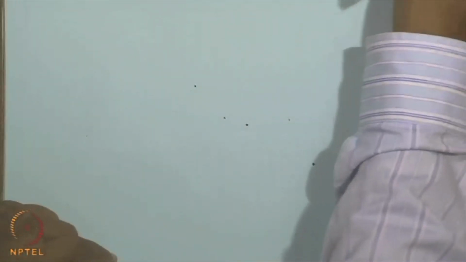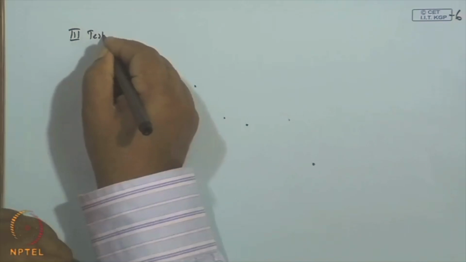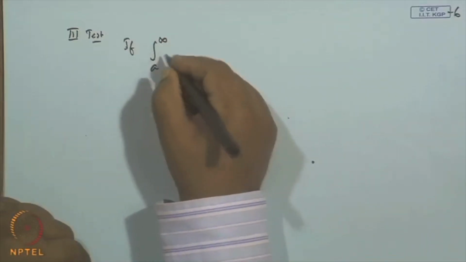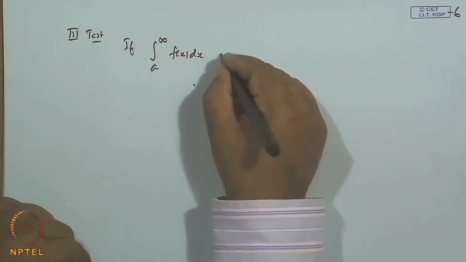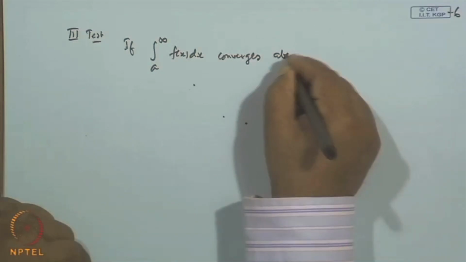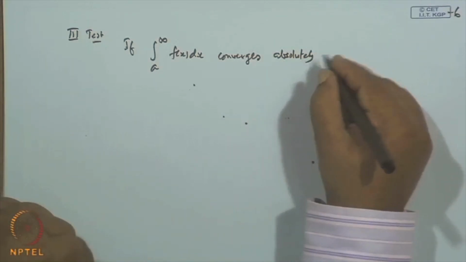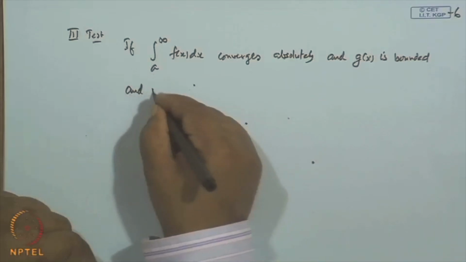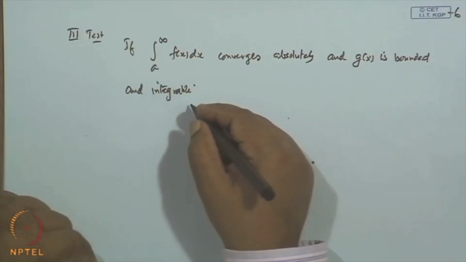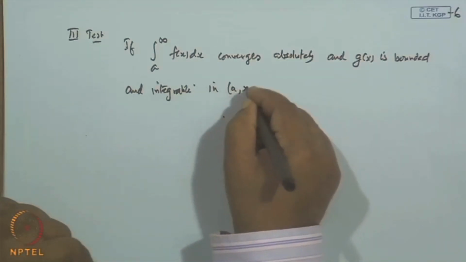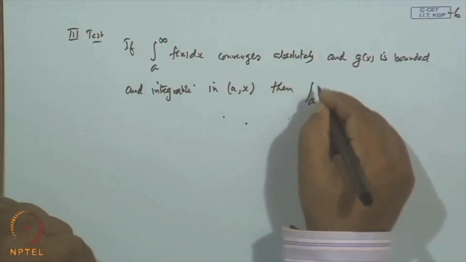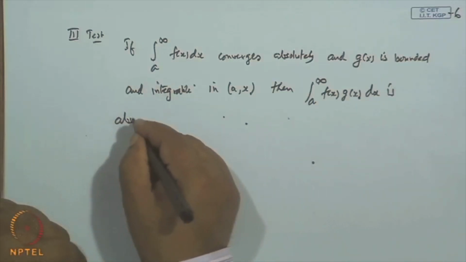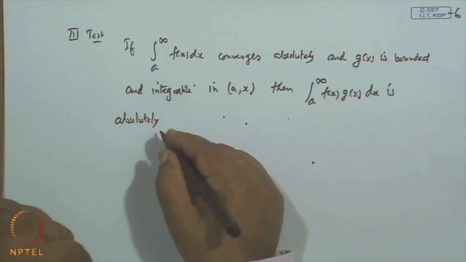The third test, of course, is not very useful, but I will just simply say: if the integral from a to infinity of f(x) dx converges absolutely, and g(x) is bounded and integrable in the interval a to x, then for each x, the integral from a to infinity of f(x) g(x) dx is absolutely convergent.